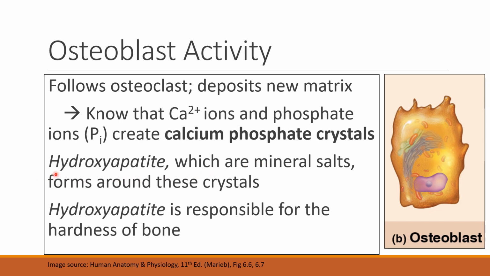One term I want you to know is hydroxyapatite. It's essentially a mineral salt that forms around these calcium phosphate crystals. This is responsible for the hardness of bone, right? So if you pick up a bone and it's really, really hard, it's because of this hydroxyapatite substance, which is heavily reliant upon these calcium phosphate crystals.